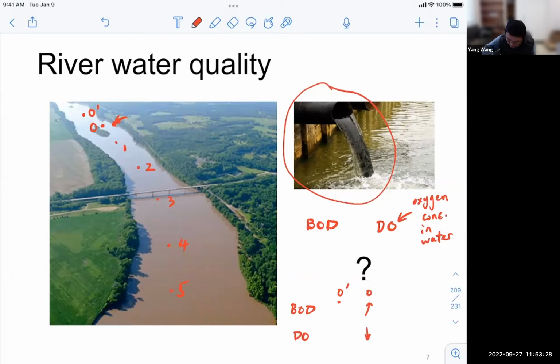So what about the location 1? 1 is downstream of this river here. So what's going to happen to the BOD? Or let's start with the DO. What's going to happen to the DO? Is the DO going to decrease or increase?